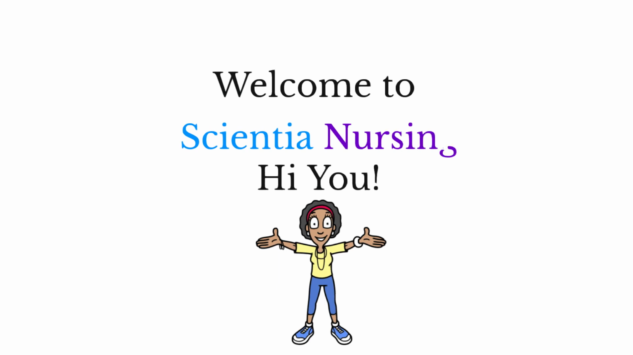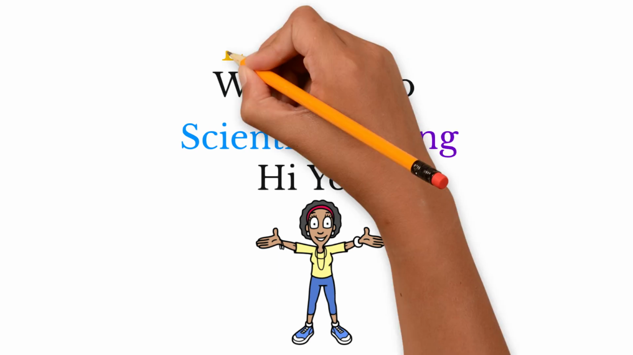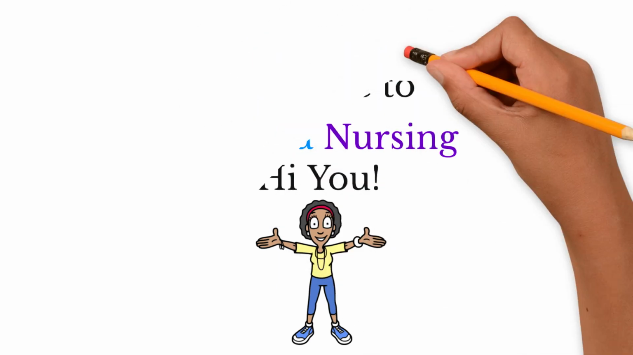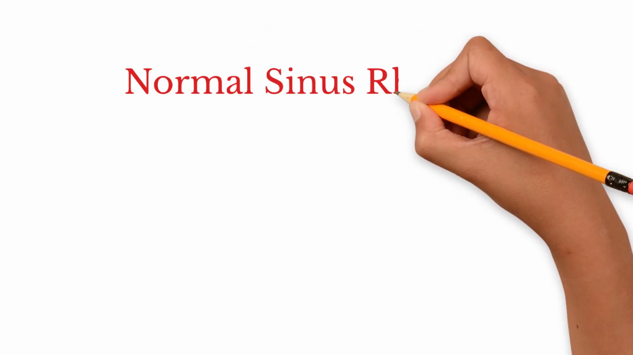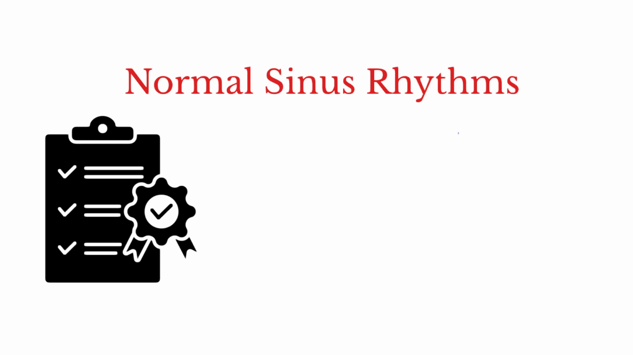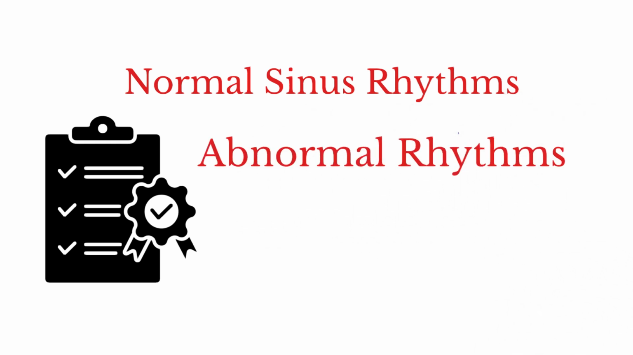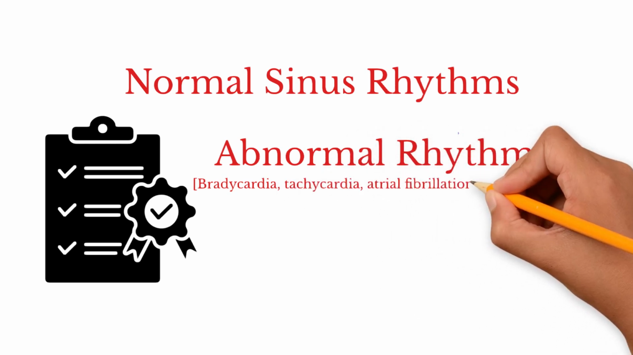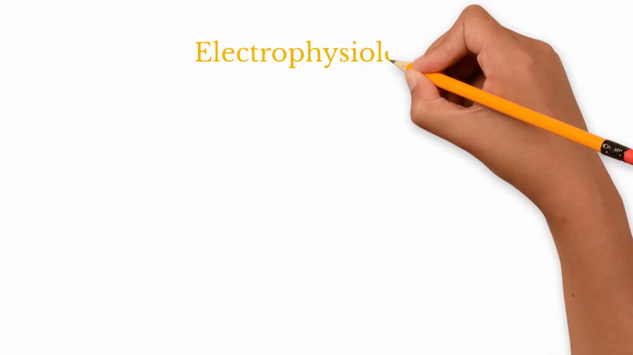Welcome to Scientia Nursing. Today we're going to continue the EKG series, taking the rhythms one at a time. The first EKG interpretation we're going to be talking about is normal sinus rhythm. Normal sinus rhythm is the gold standard. It serves as a baseline for identifying abnormal rhythms such as bradycardia, tachycardia, atrial fibrillation, and different types of heart blocks. Let's talk about the electrophysiology of a normal sinus rhythm.